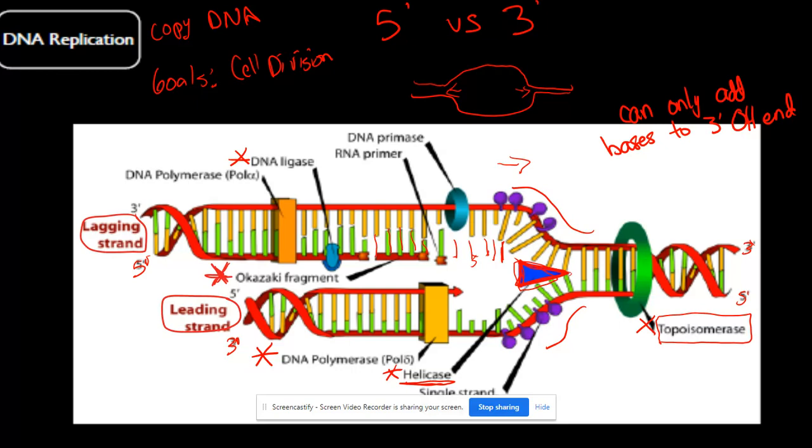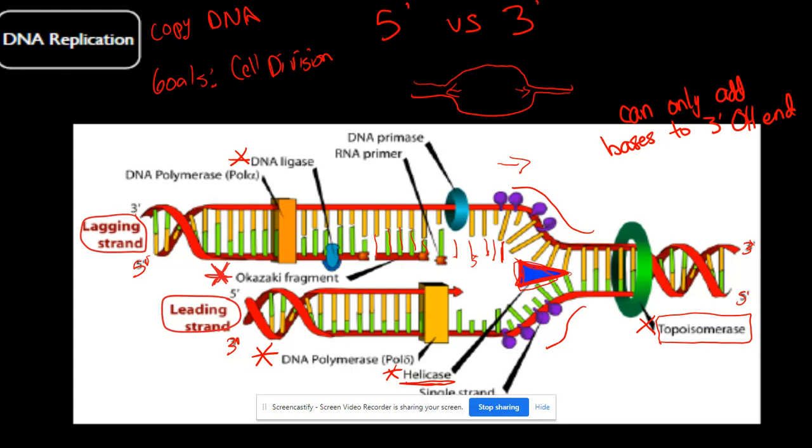Good? Yes, ma'am. Yeah, absolutely. Again, when you look at the book, remember you've got that replication bubble. If it's going this way, here's my lagging strand up here, here's my leading strand here. On the other end, this molecule is actually the leading strand, and this one down here would be the lagging strand, because they're working in opposite directions. Big picture stuff to understand, but probably nothing that's going to come up on the exam.